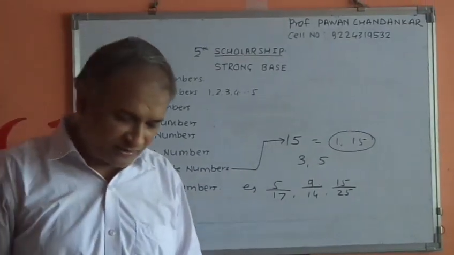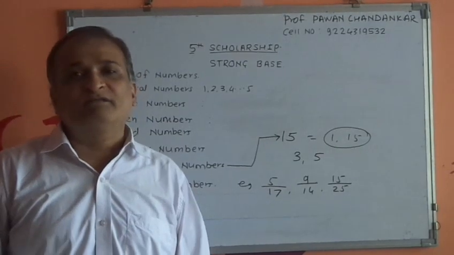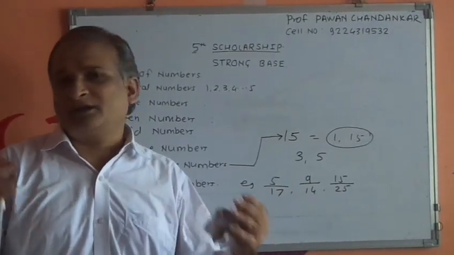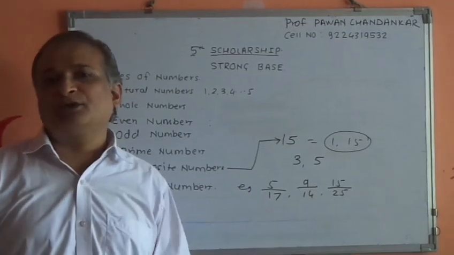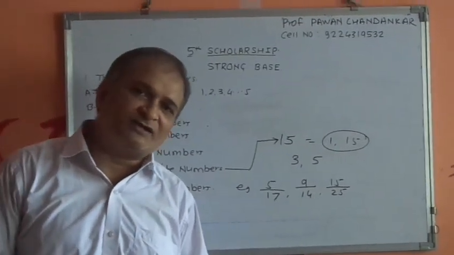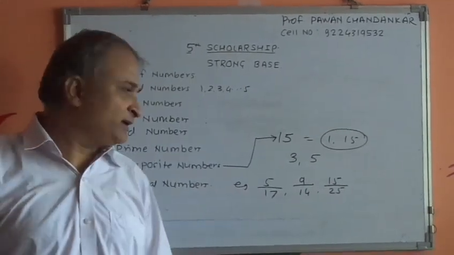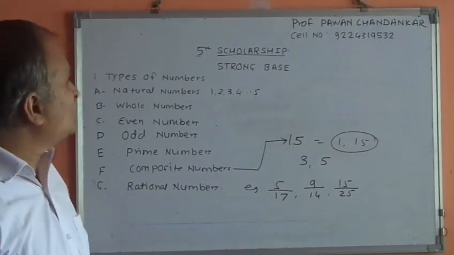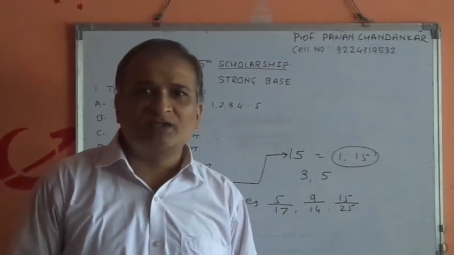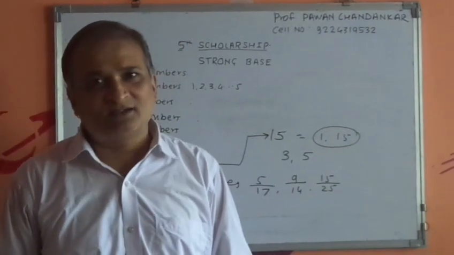So rational numbers are nothing but fractions which we can arrange in numerator and denominator form, that is, in p upon q form, wherein the value of the denominator, q, should not be equal to 0. Okay, these are the examples of rational numbers. So hope you must have understood these types of numbers well in detail.